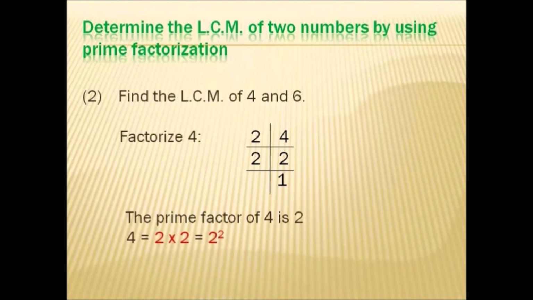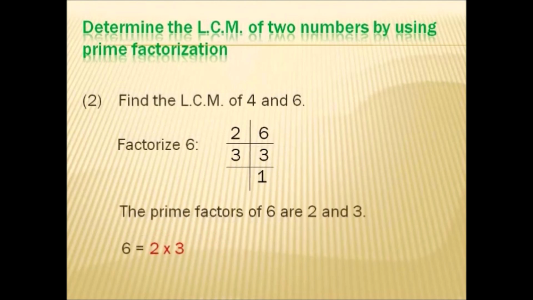Now we have to do the prime factorization of 6. Let's factorize 6, division brackets. 2 into 6. Once it's an even number, you begin with 2. 2 into 6 goes 3, then 3 into 3, 1, stop. The prime factors of 6 are 2 and 3, so 6 is equal to 2 times 3. Once you've done the division, that's what you get.